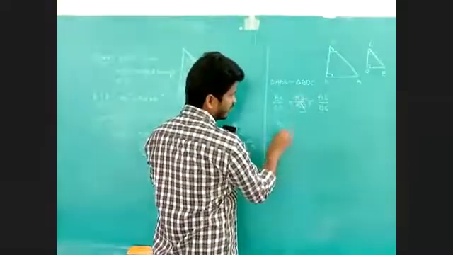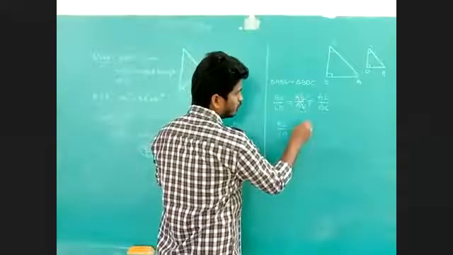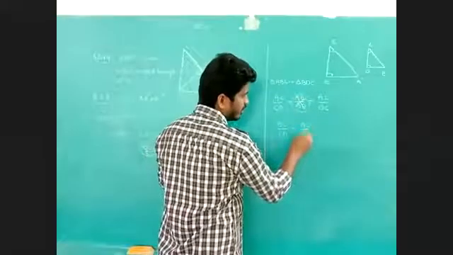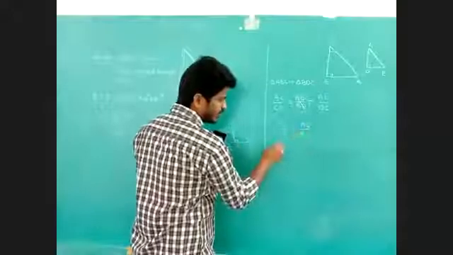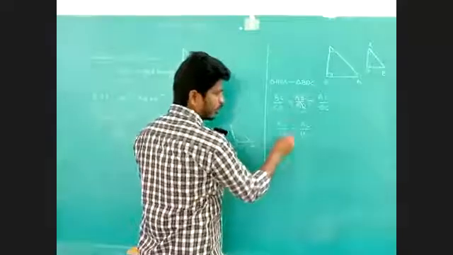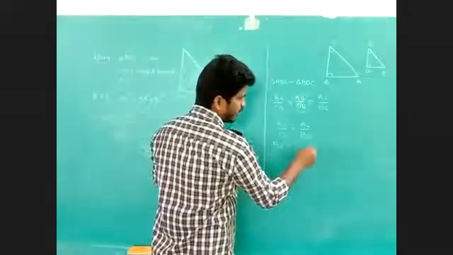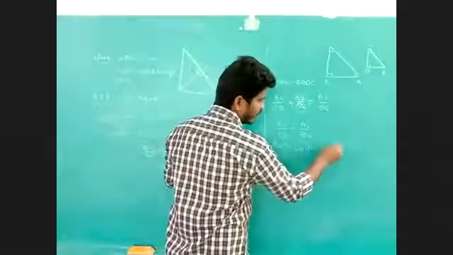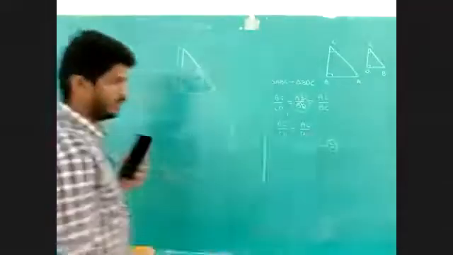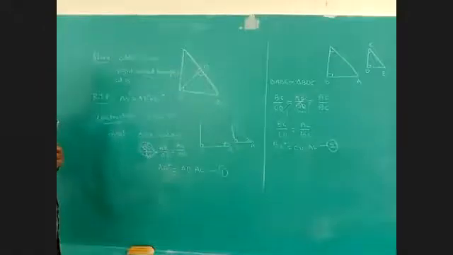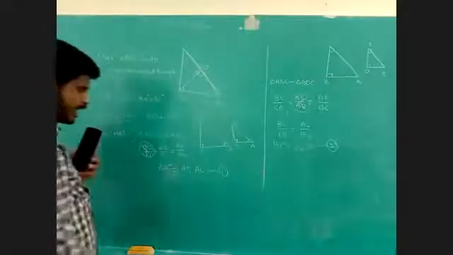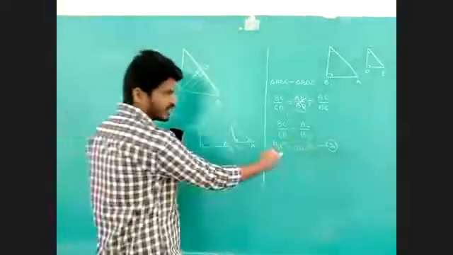BC by CD equal to AC by BC. Then do cross multiplication, BC into BC, BC square, equals AC into CD. This is equation number 2. Is it clear? Now add equation number 1 and equation number 2.